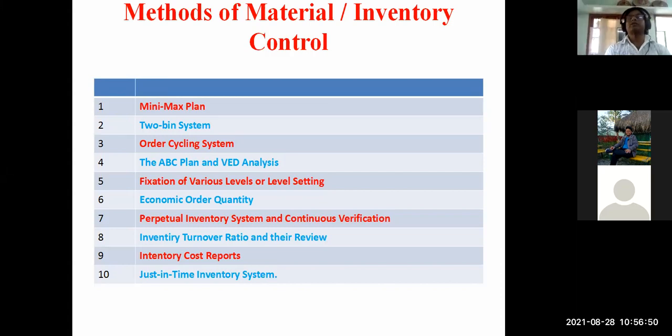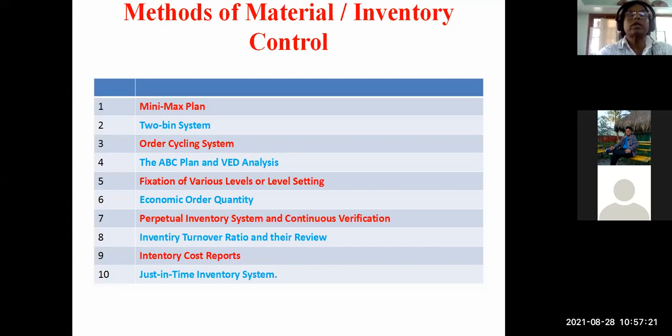You shall get these things later on in detail. And fixation of various levels or level setting, I told you in the earlier class also. Minimum level, maximum level, danger level, safety level, all these things. Economic order quantity, I told you. Under economic order quantity, you purchase such quantity which is the best quantity, where the total cost will be minimum. And carrying cost and buying cost, I'll be teaching you practically later on. Carrying cost and buying cost will be equal.